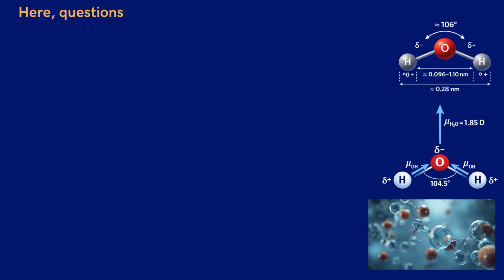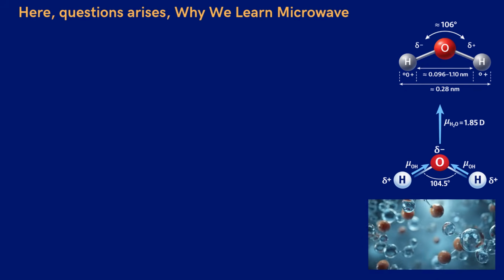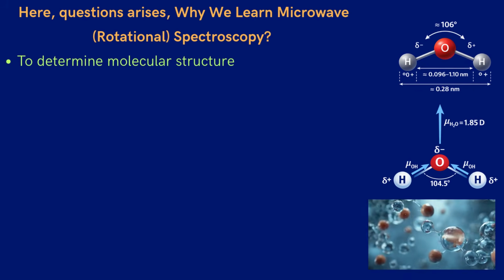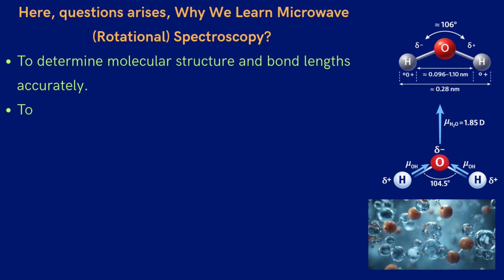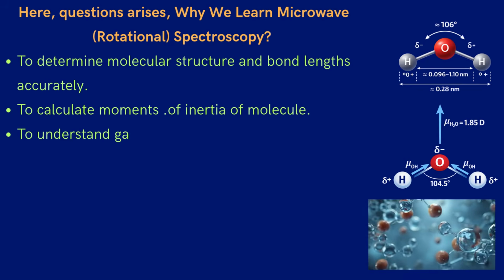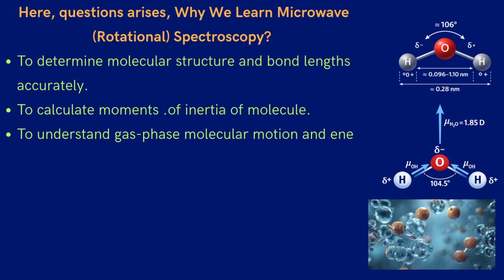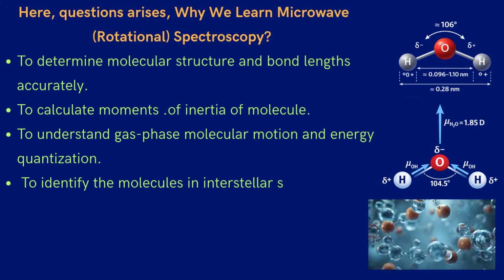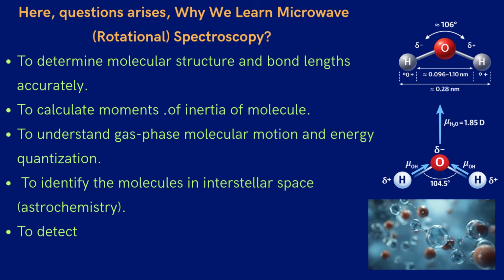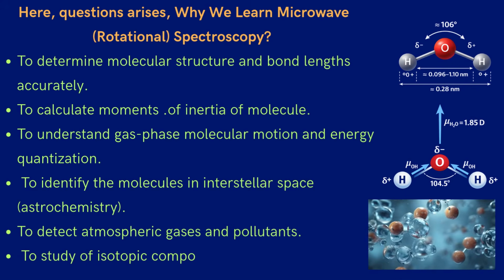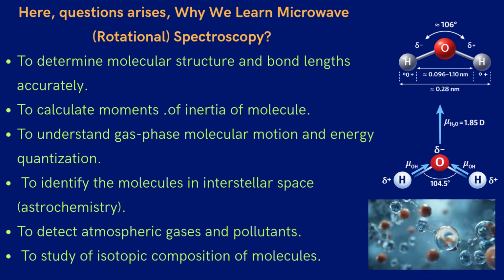Here, the question arises: why do we learn microwave, rotational spectroscopy? The reason is to determine molecular structure and bond lengths accurately, to calculate moments of inertia of molecules, to understand gas phase molecular motion and energy quantization, to identify molecules in interstellar space, astrochemistry, to detect atmospheric gases and pollutants, and to study the isotopic composition of molecules.